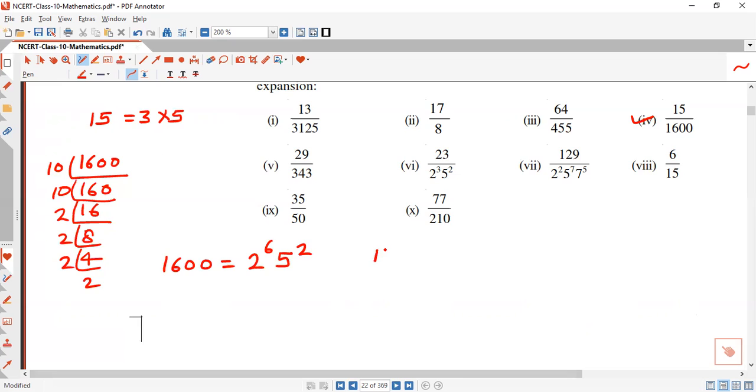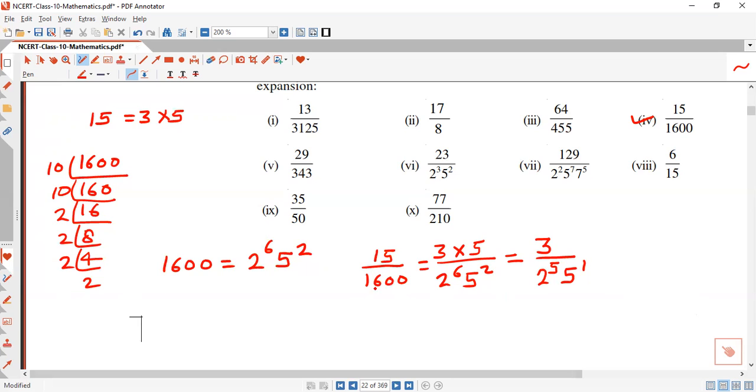So 15 upon 1600 will be written as 3 into 5 upon 2 raised to 6 into 5 square. But you see here, in this number, 5 is common in the numerator and denominator. Both have the prime factor 5. So it will cancel out first. We write 3 upon 2 raised to 6 into 5 to the power 1; the 5 cancels out.